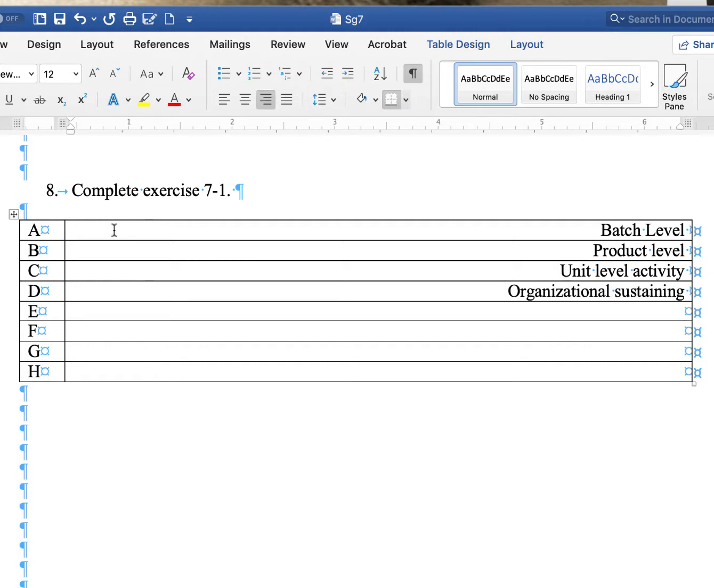Okay, so let's look at E. E says design a new product. Well, right off the bat, that's product level, right? Because we're designing new products. There are costs associated with the design process. That is definitely going to be a product level activity. So let's look at F. F says perform periodic preventative maintenance on general use equipment. That is going to be an organizational sustaining activity.